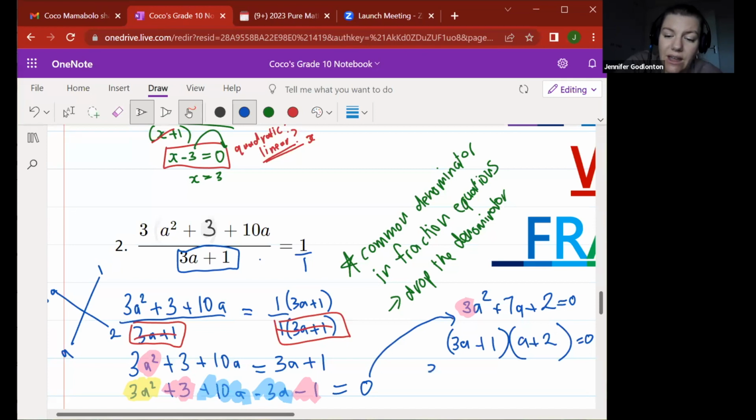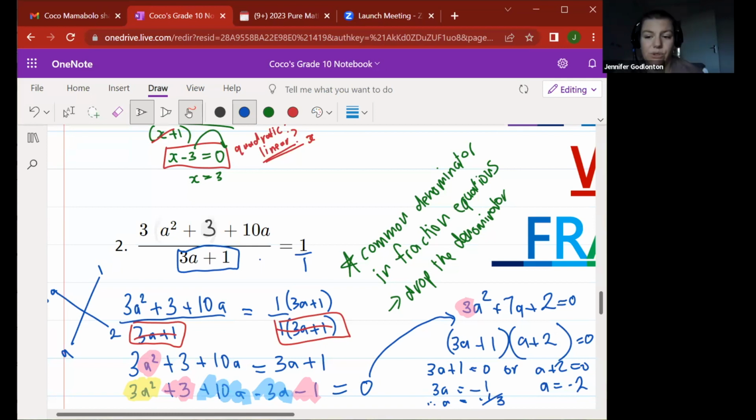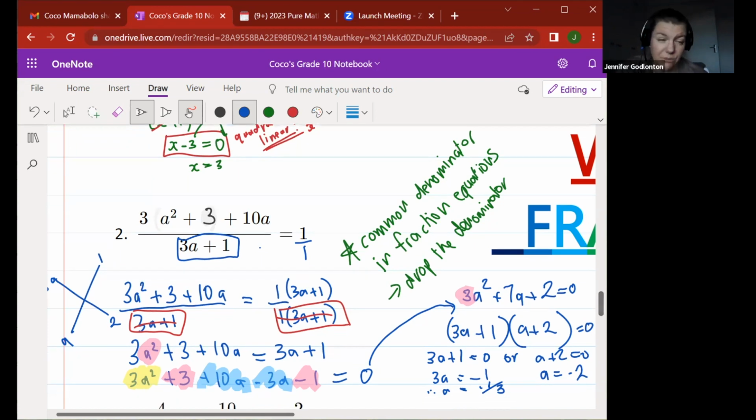And so then we just say 3a plus 1 is equal to 0, or a plus 2 is equal to 0. So 3a is equal to -1, or a is equal to -2, which means a is equal to -1 over 3, or a is equal to -2. And that's our full answer. So it's like a tough question. It would be worth a lot of marks. It would be worth probably about 6 marks.